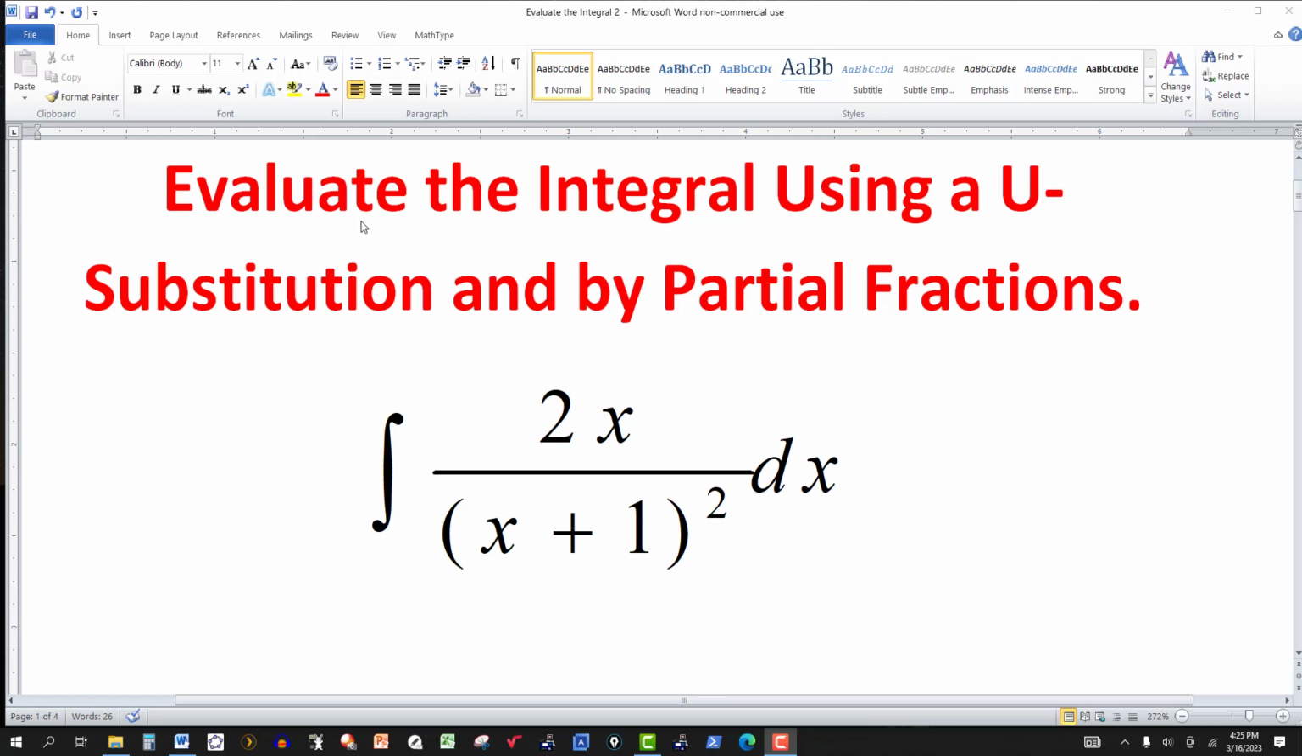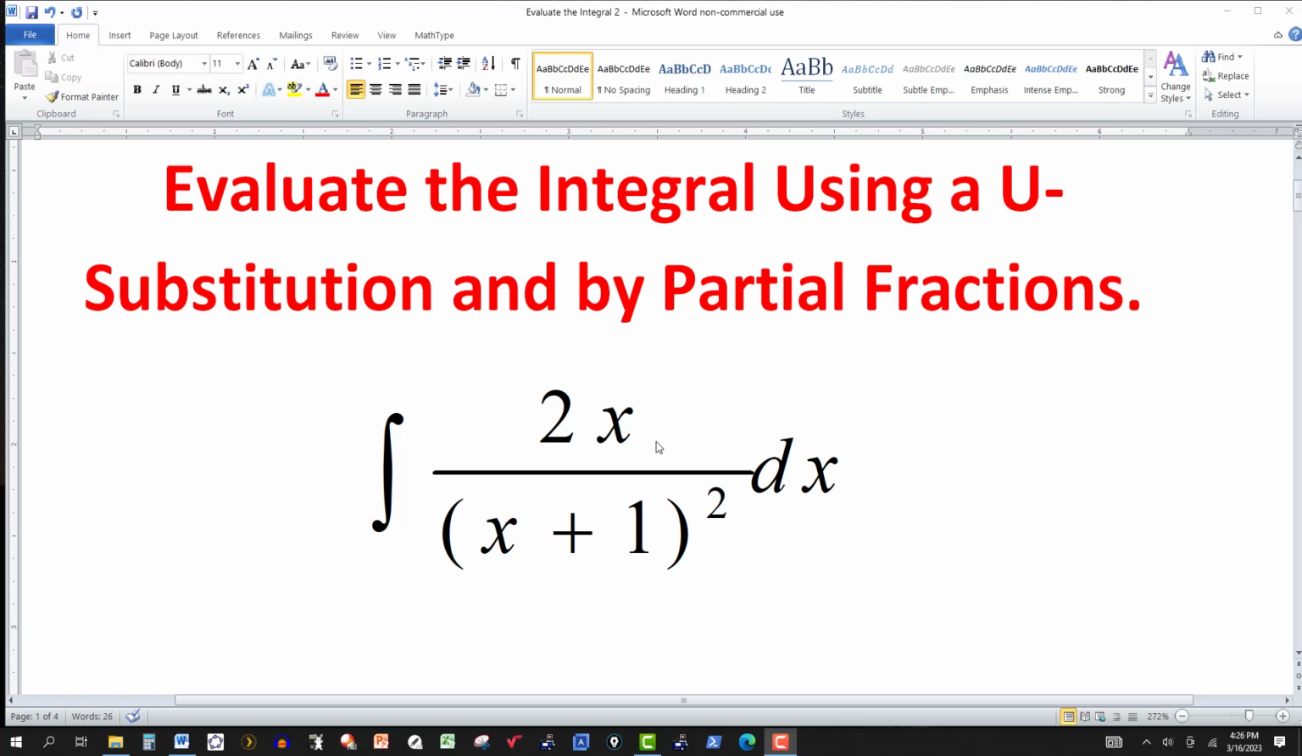In this video, we want to evaluate the integral given here using two methods, u-substitution and partial fractions. This is just to show you that there's more than one way to work a problem. If you're taking a final exam especially, you could have integration of different types of problems, and some can only be done by one method.